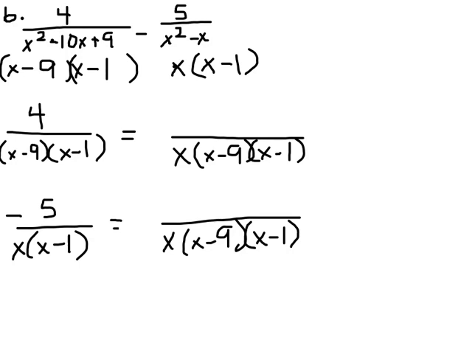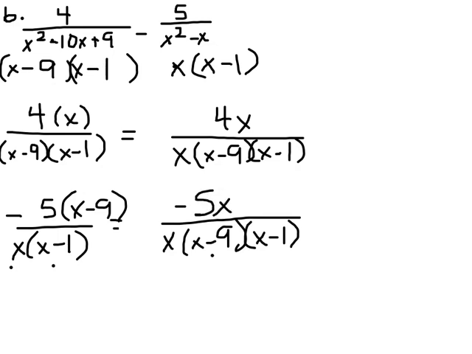Alright, so I look here and I say, what do I have here that I'm missing here? Just one little x. So I'm going to multiply this 4 times that x and I get 4x. Do the same thing down here on the bottom. Well, I've got the x minus 1, but I'm missing this x minus 9. So I'm going to multiply here by the 5. When I do, I get negative 5x, and negative 5 times negative 9 is positive 45.